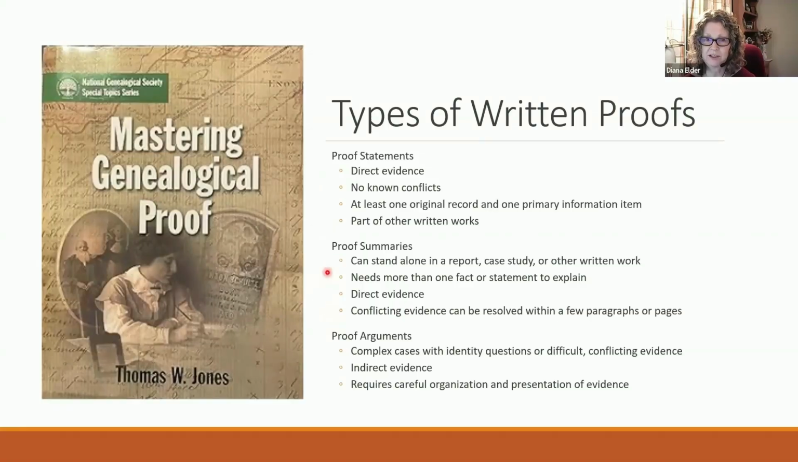This isn't a really difficult case to write up, a proof summary, but a proof argument is more difficult. This would be a complex case. This is perhaps where you're trying to sort out somebody's identity in case you've got people of the same name, or you're just trying to sort out who they really are. Or you might have a lot of conflicting evidence and you simply have got to take care of all that, resolve all of that. And it also has indirect evidence. There's not one piece that actually gives you your answer. And when you're writing a proof argument, you've got to really carefully organize it and present your evidence in a way that makes sense for your conclusion.